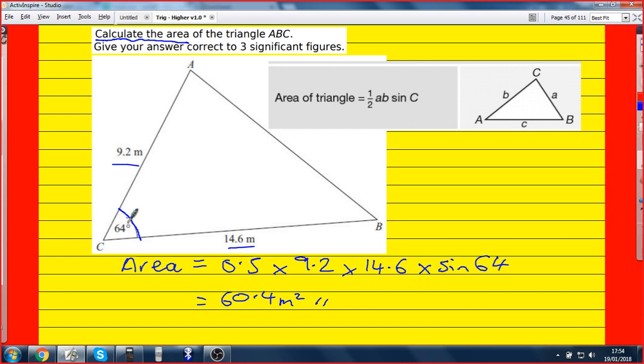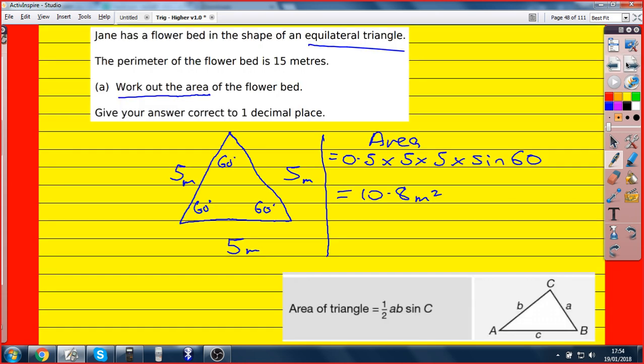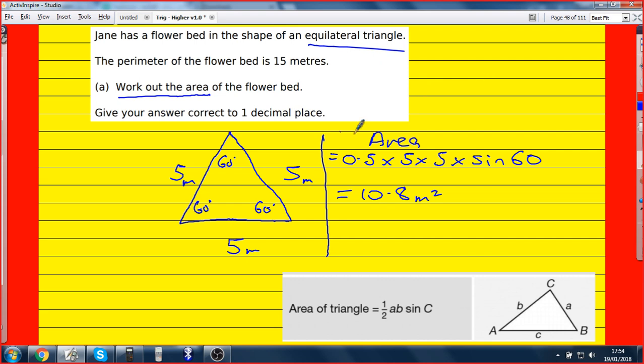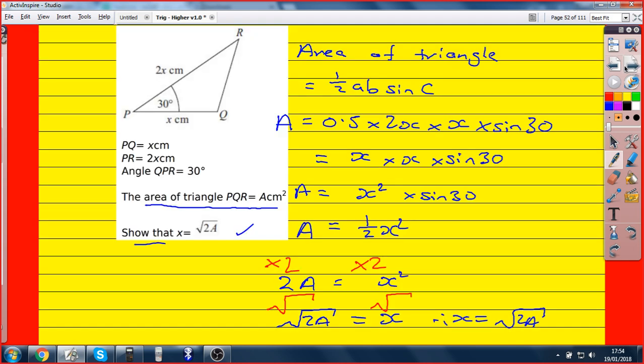So it's never just the angle, it's the sine of the angle, sine 64. And that just goes in your calculator. This one, they made you draw a diagram yourself, but other than that, it was exactly the same. This one we'll revise around exam time, I think.